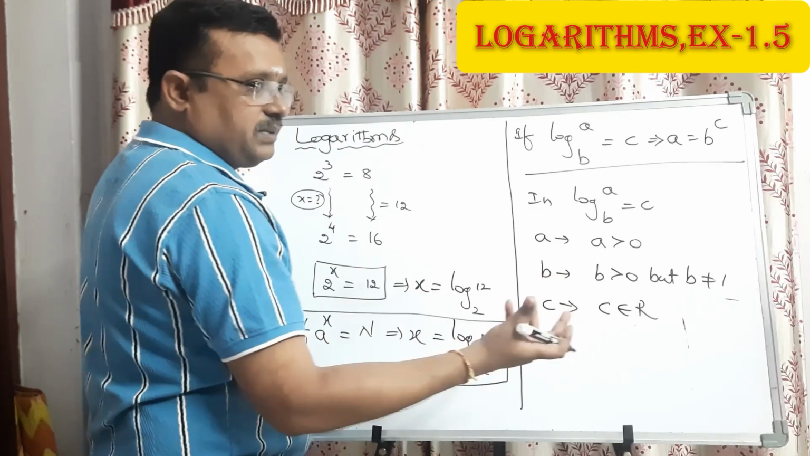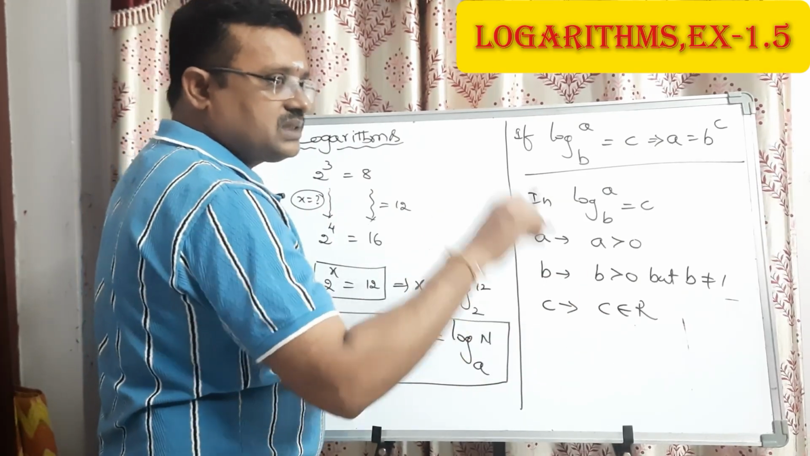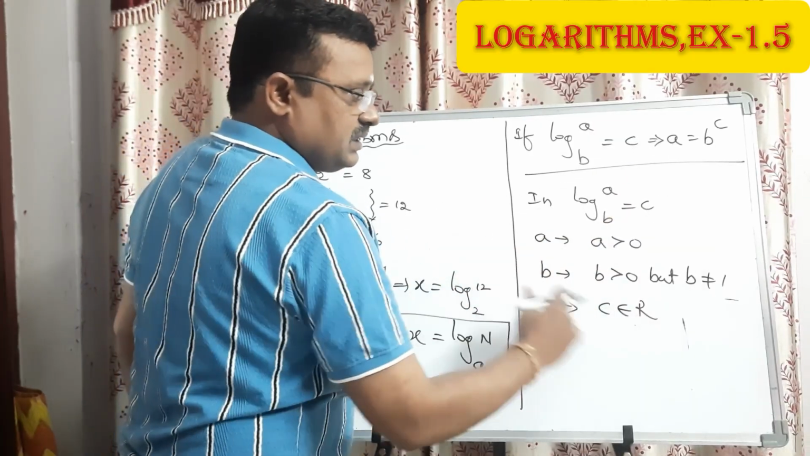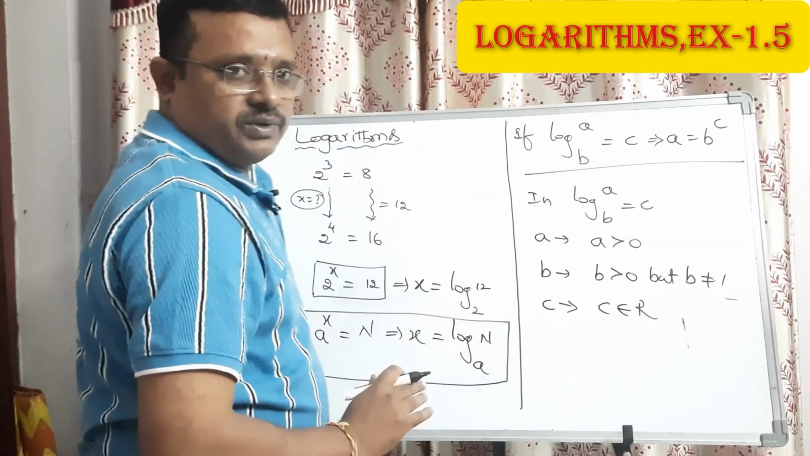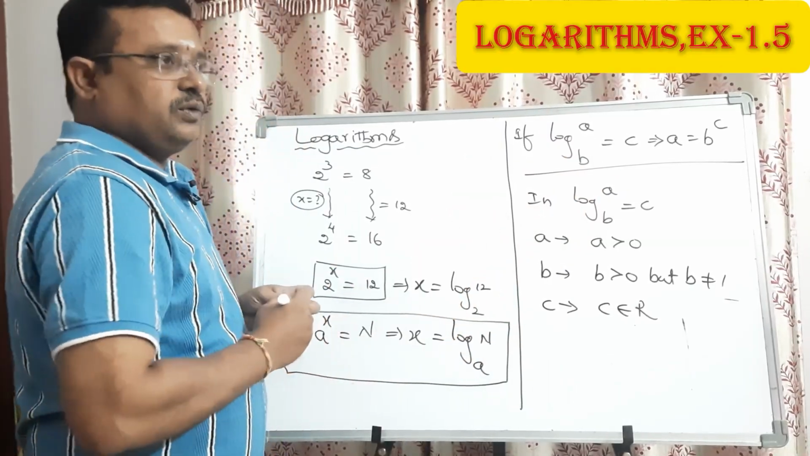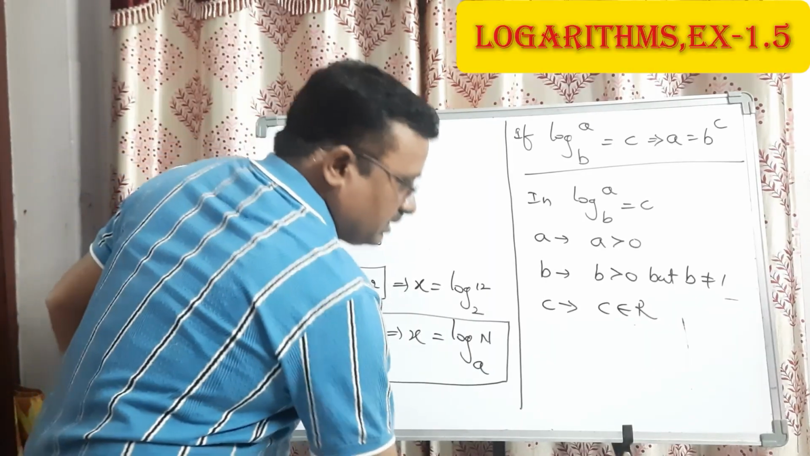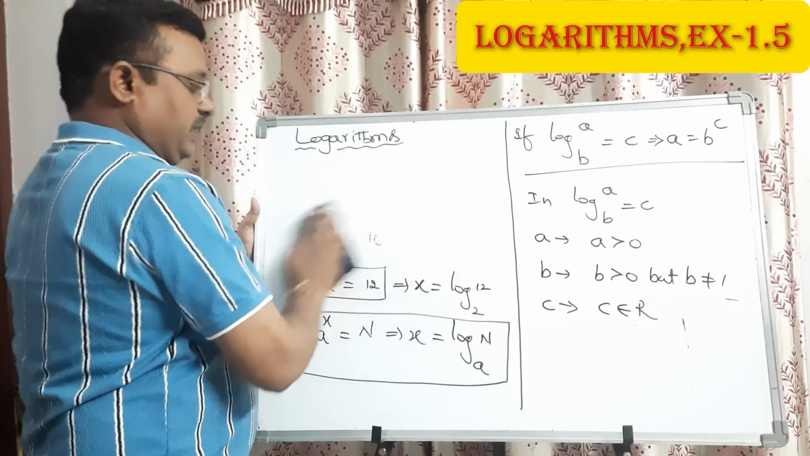The result of a logarithmic value may be negative, 0, or positive. Please keep it in mind. In bits, they will ask you this specifically for 1 mark. This is the basic condition. Okay? Right. So, based on this condition, we are going to discuss exercise 1.5.